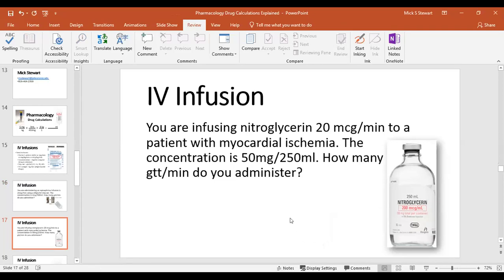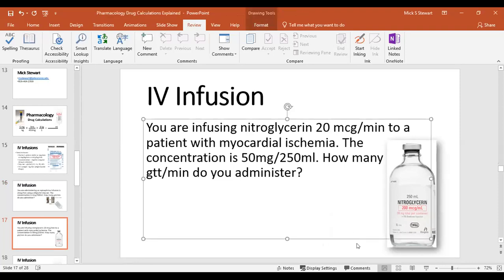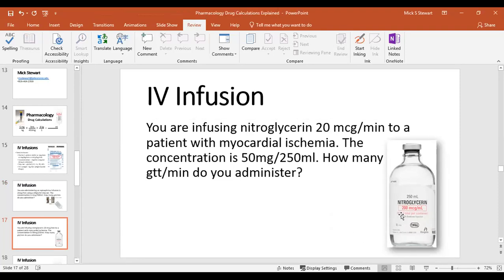So I want to infuse nitroglycerin 20 micrograms per minute to a patient with myocardial ischemia. The drug concentration is 50 milligrams and 250 mLs. So I can see right here, a little bit difficult to see, but I've got my drug concentration right here, 50 milligrams and 250 mLs. I could use the 200 micrograms per milliliter concentration if I chose to. Smaller numbers, easier to work with, but we're going to go with the equation just as it's given to us.